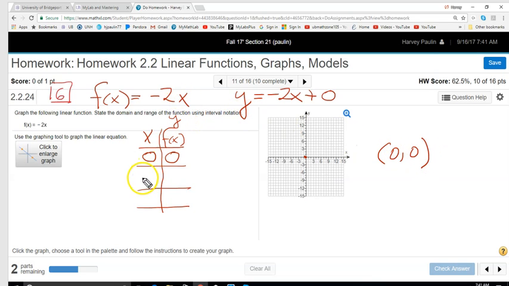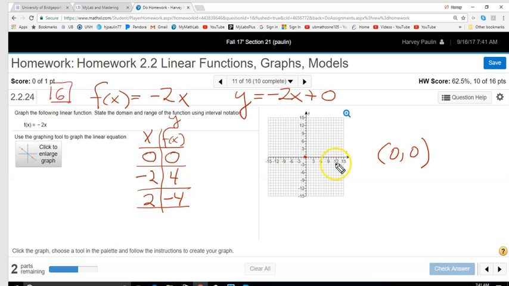Now, if we put in there a negative 2, if x is negative 2, negative 2 times negative 2 is a positive 4. If we put in a positive 2, negative 2 times positive 2 is a negative 4. And we often like to do 3 points. It gives us greater accuracy in our graph. So let's plot these other points now.